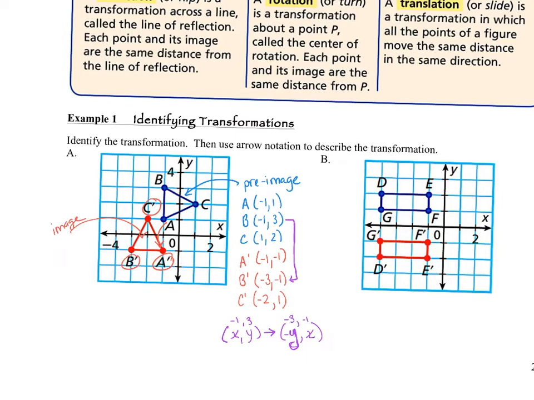So I'm trying to see what happened to each one. And so this is arrow notation. This is my mapping of this transformation. And I know that it's a rotation 90 degrees counterclockwise.